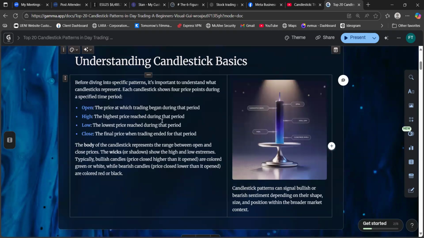All right. So, understanding the candlestick basics. Before diving into specific patterns, it's important to understand what candlesticks represent. Each candlestick shows 4 price points during a specific time period. We already went over the open, which is the price at which trading began during that period. The high is the highest price reached during that period, which is the wick. The low is the lowest price reached during that period, which is also a wick, and the close is the final price when trading ended for that period, which is the top or bottom of the body. The body of the candlestick represents the range between open and close prices.